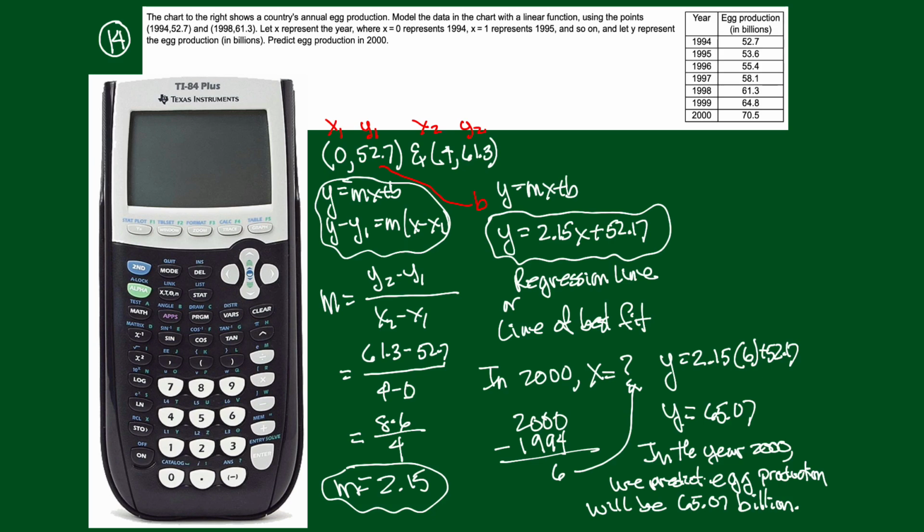So let's write a solution to this. Let's write an answer. So I'm going to write this. In the year 2000, we predict egg production will be 65.07 billion. And that's in eggs, right? 65.07 billion eggs. So this is, I think, how we should be writing our solution, our answer here. They're asking us a question, so we will answer the question.